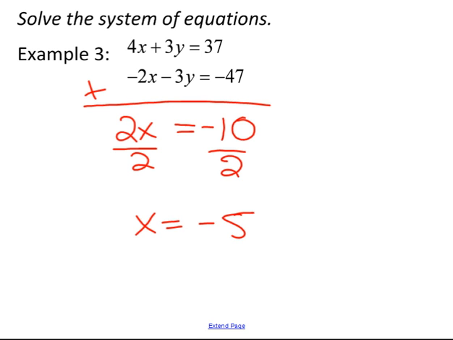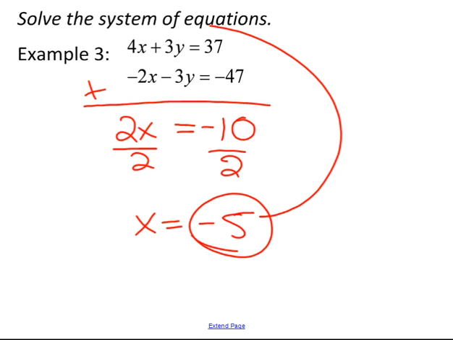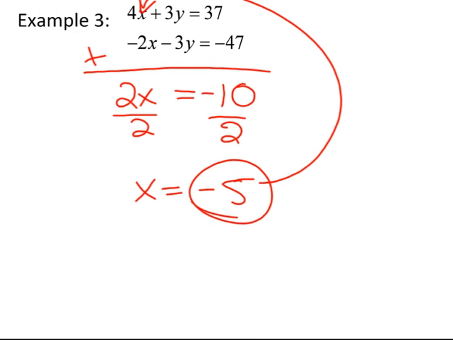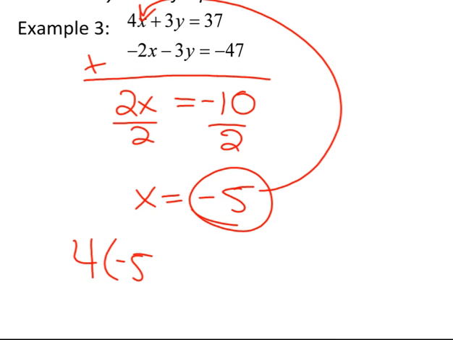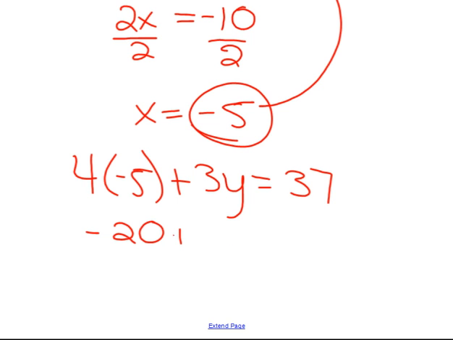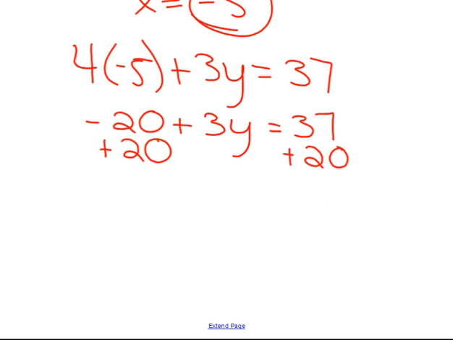You're not done. You're going to take this negative 5 and you're going to replace your x value. Doesn't matter which equation. I'll probably do the top one because positives are easier to work with, easier than negatives. So I have 4 times a negative 5. 3y is equal to 37. Negative 20. I got to get the 20 to the other side. Opposite of negative is positive. Add 20. You get 3y is equal to 57.